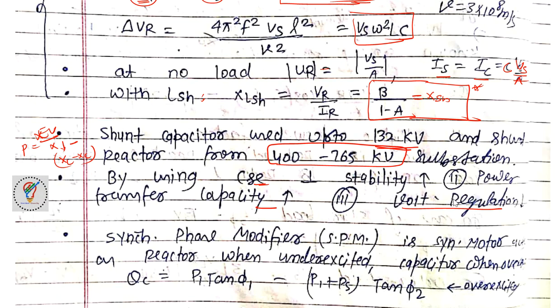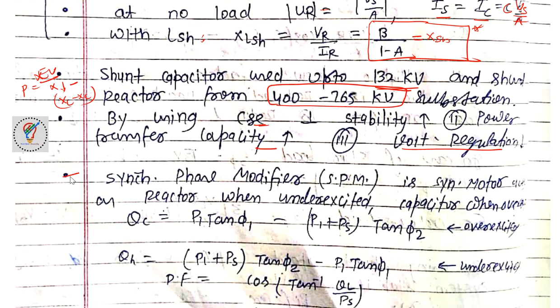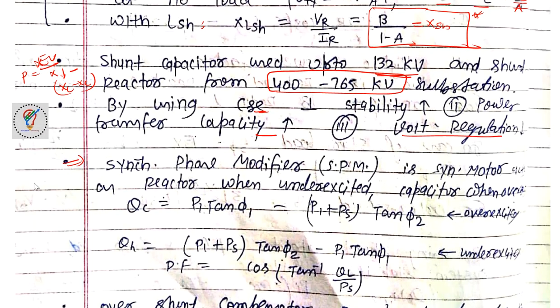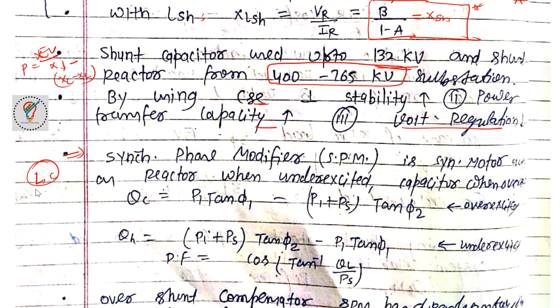Next, there is one more device which can perform the operations of both an inductor as well as a capacitor. That means it can supply leading reactive power, and it can also draw reactive power. The synchronous phase modifier is nothing but a synchronous motor, which can act as a reactor when under excited, and as a capacitor when over excited.